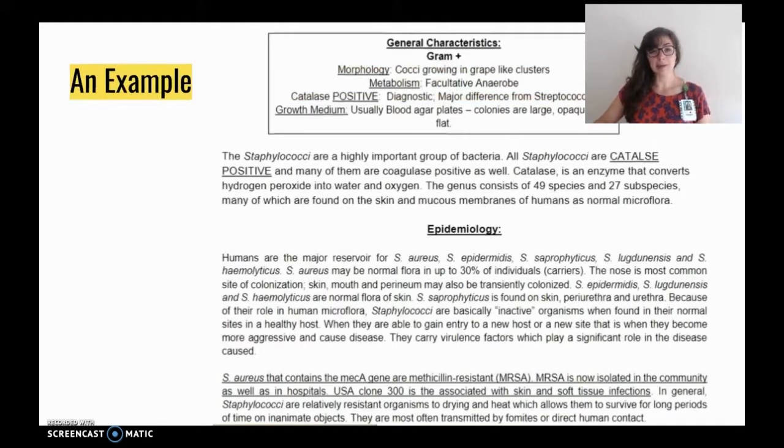Let's look at an example. This is part of a study guide that I imagine you'll see sometime during the 2nd or 3rd week of September. This is the section about the bacteria Staph aureus, which is one of the most important bacteria you'll ever learn. So let's take a look at some flashcards based on this information.